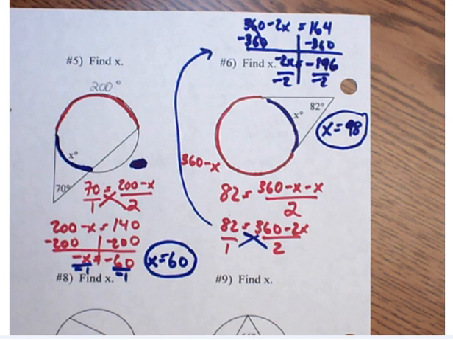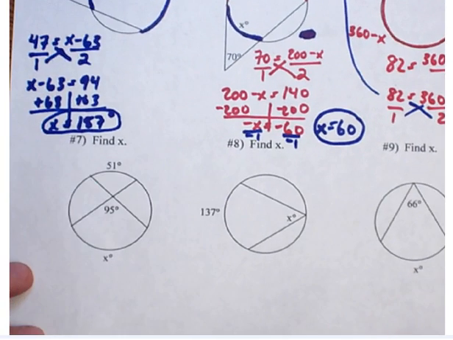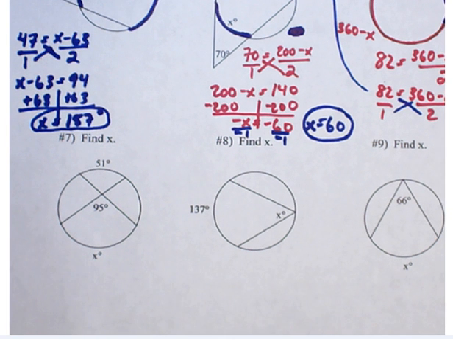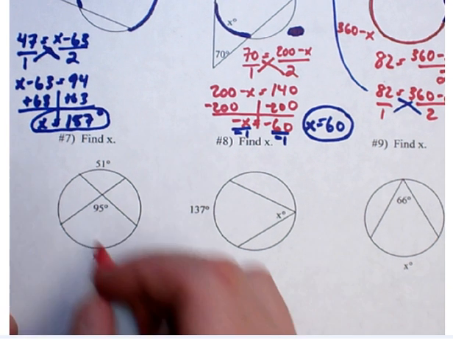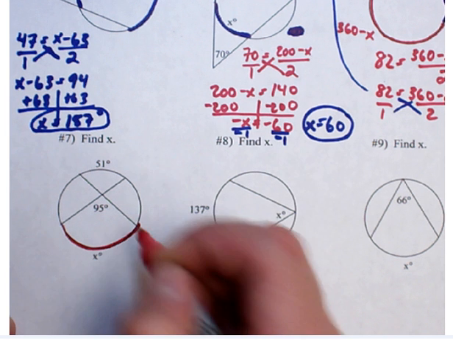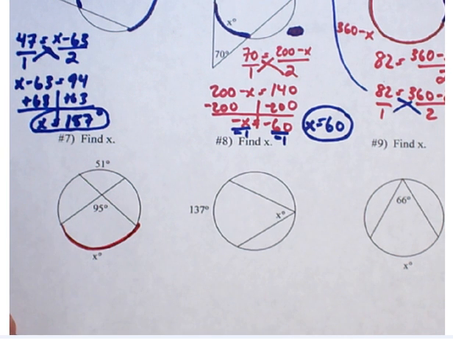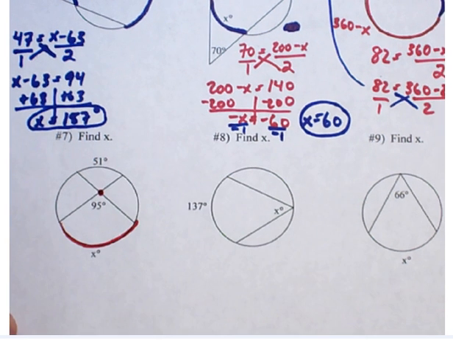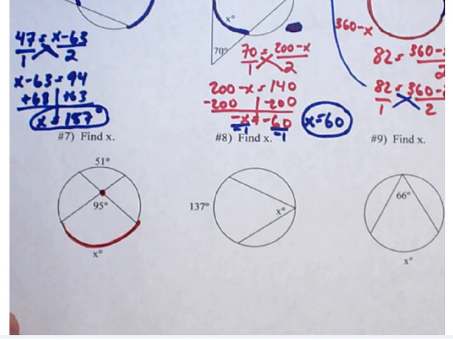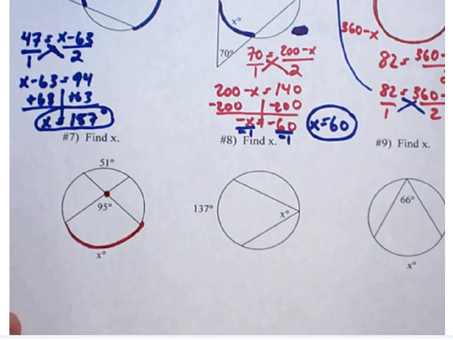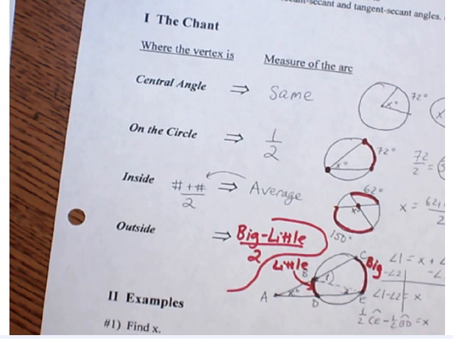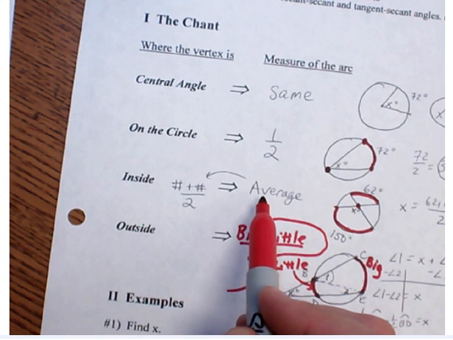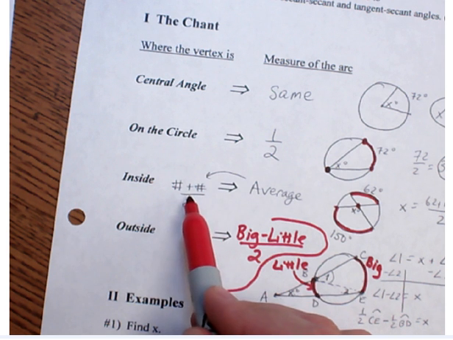All right, that was 6. Let's take a look at 7. Now we have a couple of review problems here at the bottom, 7, 8, and 9. So for 7, x is this arc. The main idea is we need to know where the angle is. The angle is 95 degrees. That is somewhere inside. It's not a central angle. If we go back to our chart, inside angle is the average of the two arcs. We add the numbers and we divide by 2.